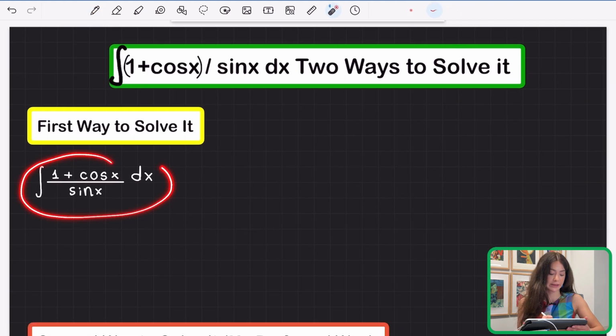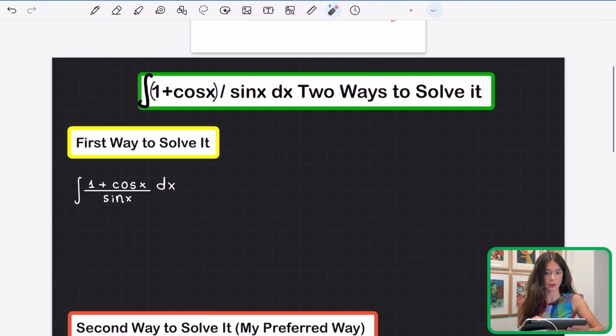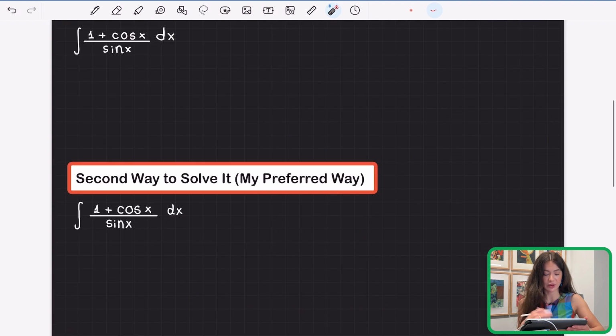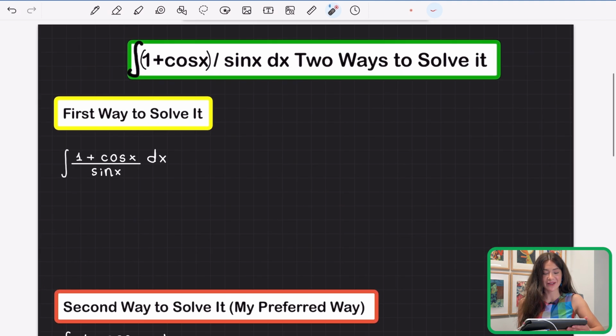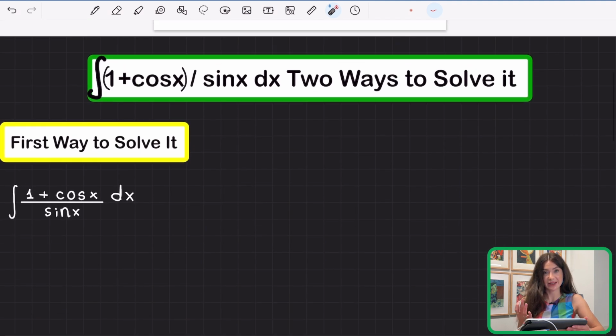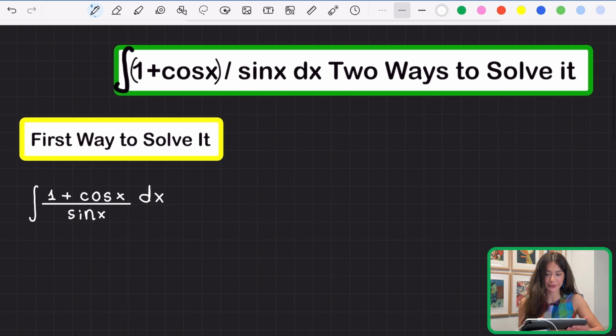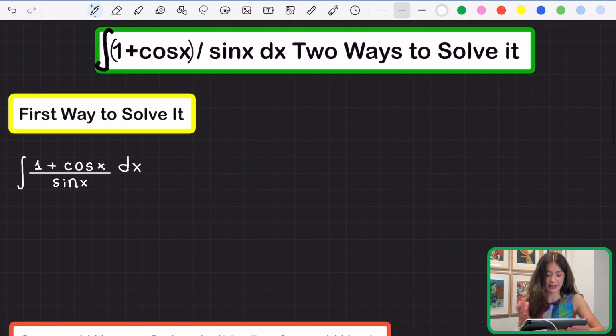We're going to solve this integral in two different ways, and it's a very informative type of integral. You're going to learn a lot through solving it two ways and also seeing if the answers that you get are the same, because initially they're not going to look the same. There are two ways to solve it. One is my preferred way, as you'll see, the second way.